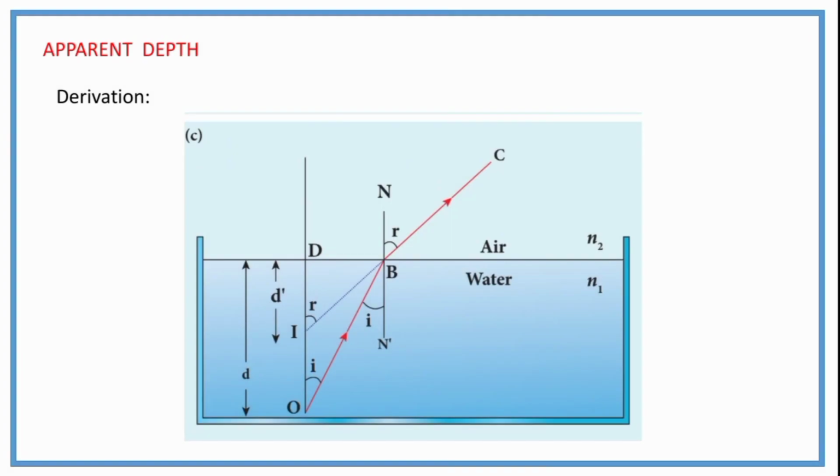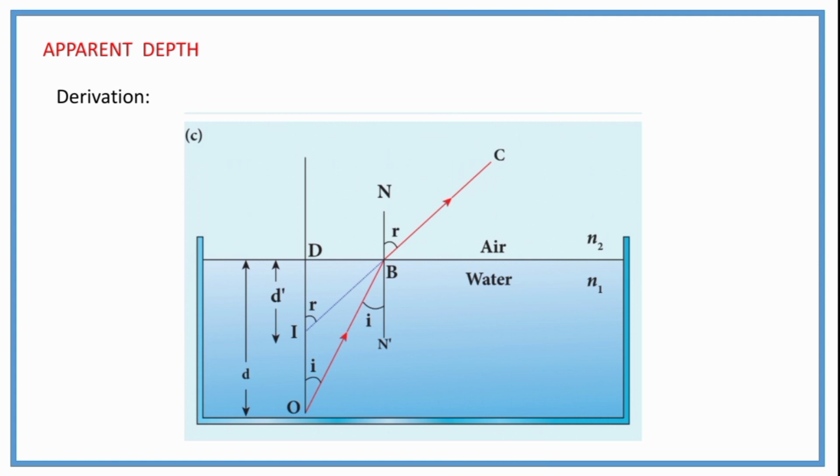Consider a water tank filled with water of refractive index n1 and the air medium has the refractive index of n2. The light rays coming from the bottom of the surface, that means the point O, when reaching the point B, deviate away from the normal. The normal N and N dash is parallel to the OD. The distance from D to O is the actual depth, mentioned as d, and the distance from D to I is mentioned as d dash, and that is the apparent depth.